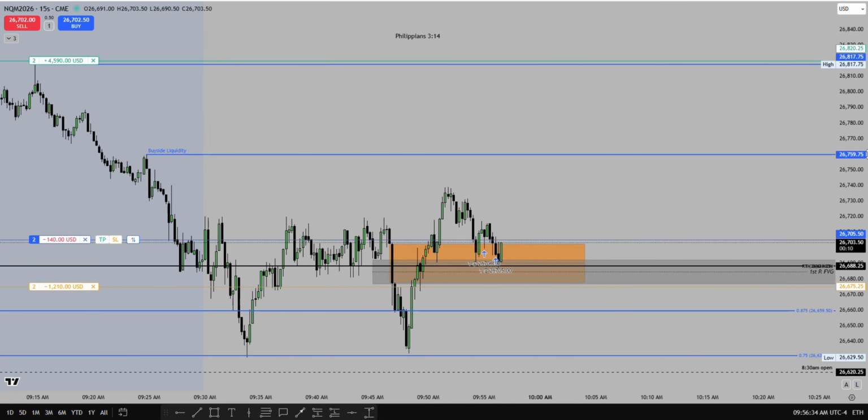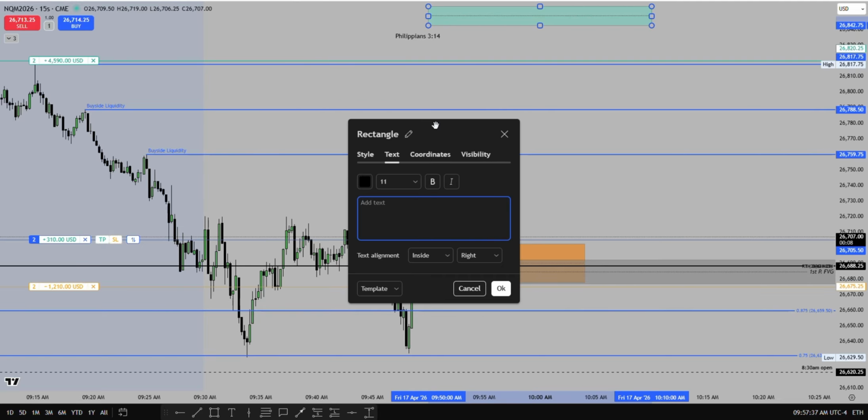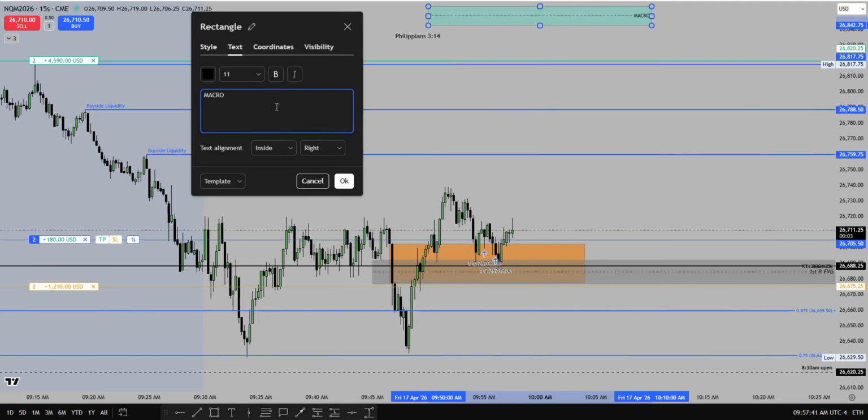So we entered long one contract, price dipped back into it, and we entered on a second as it moved towards the consequent encroachment of the inversion fair value gap. And prior to market open, we hit all-time highs.